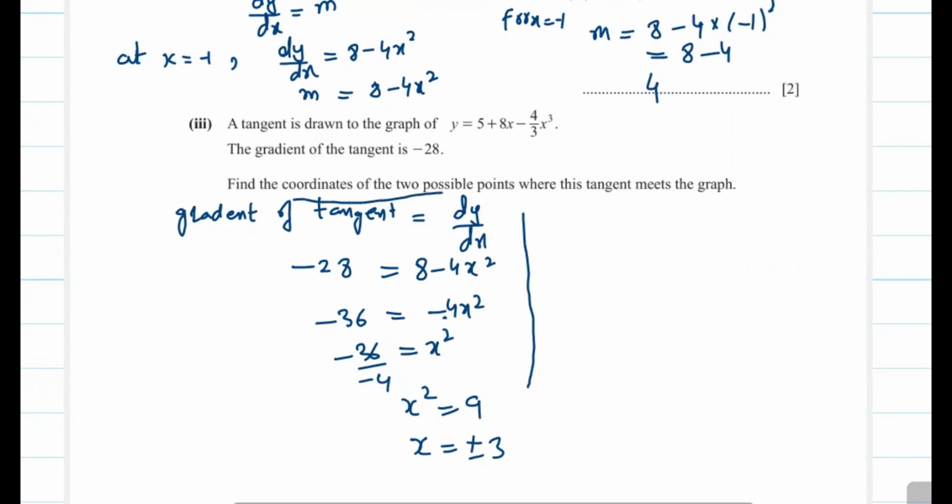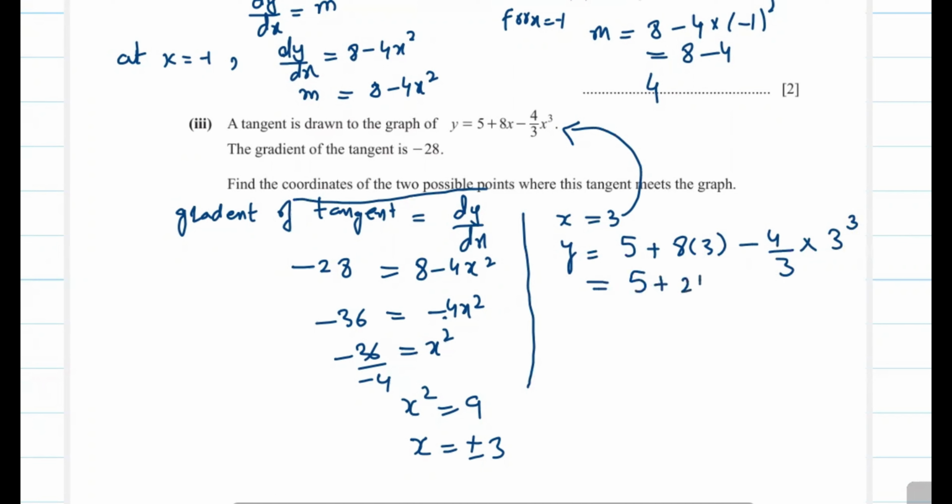Now we have to find the coordinates of the two possible points. For x equal to 3, the y will be equal to, we put the value in this equation, 5 plus 8 into 3 minus 4 over 3 into 3 to the power 3. Now we can write 5 plus 24 minus 4 into 3 squared, which is 9. 4 into 9 is 36. Now we can write 29 minus 36 will be equal to minus 7. And 3, minus 7 is the coordinate.